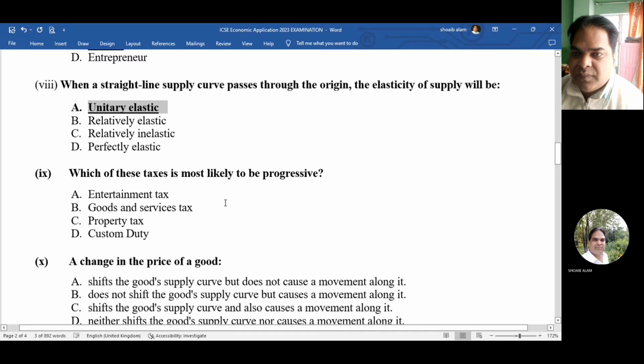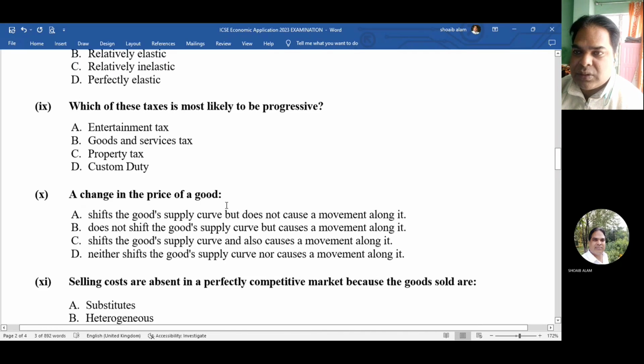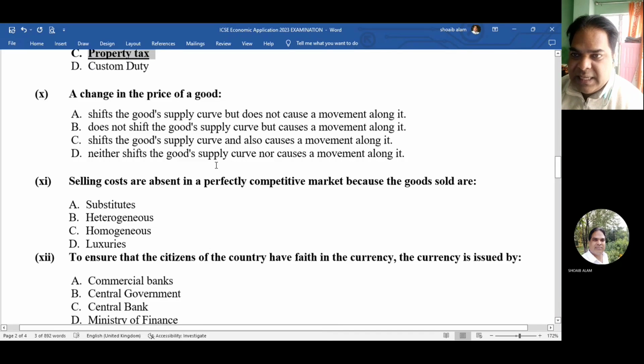Now number 9. Which of these taxes is most likely to be progressive? Entertainment tax, goods and service tax, property tax, custom duty. What will be the correct answer? The correct answer is property tax.